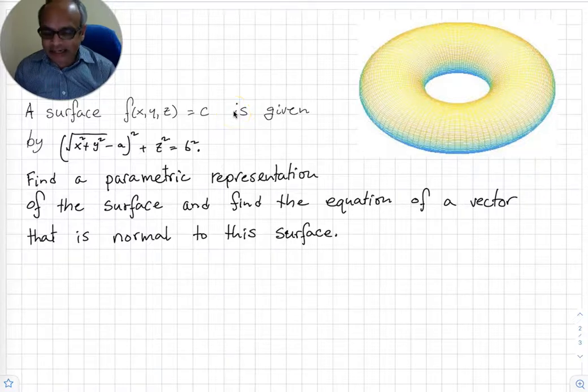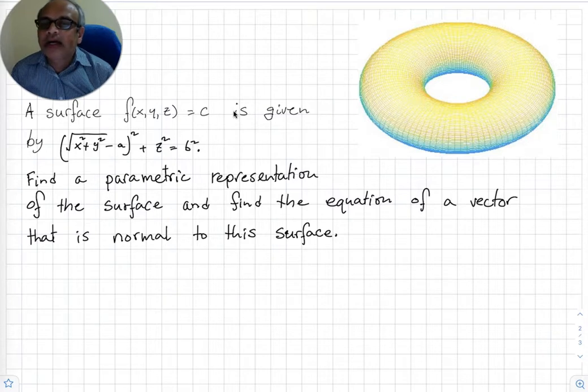In this lecture, I'm going to discuss a surface that is given by this equation, and its shape looks like a Tim Horton donut. I want to discuss how we can represent this surface as a parametric equation, and then we want to find an equation that is normal to this surface.